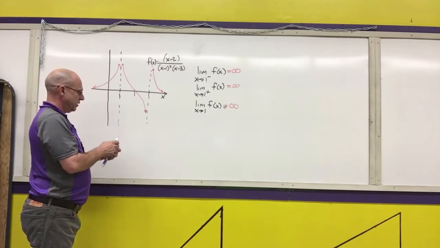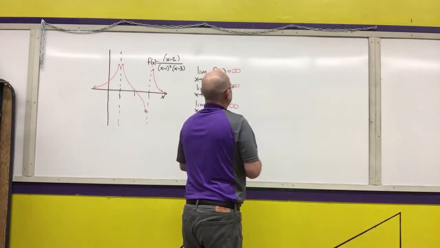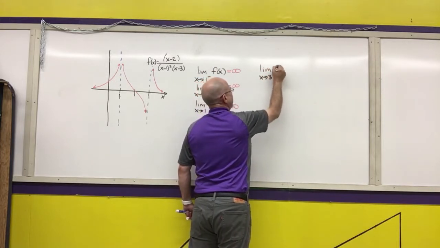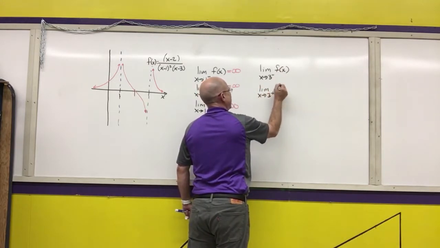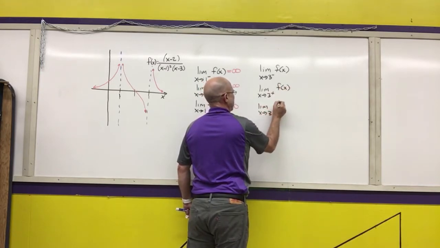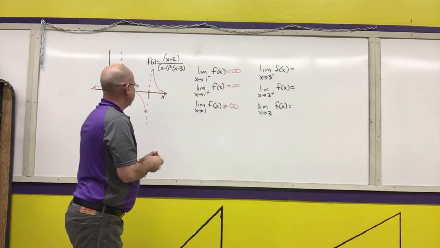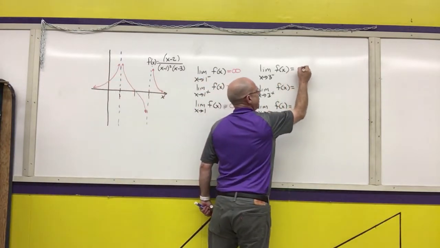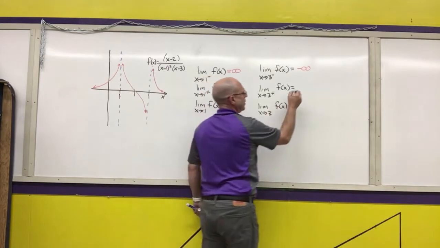For the second side of the function, where x approaches 3, we'll write down the three limits. The limit as x approaches 3 from the left of f of x, the limit as x approaches 3 from the right of f of x, and the limit as x approaches 3, the two-sided limit. And let's do the graphical analysis. As I approach 3 from the left, I get negative infinity. As I approach 3 from the right, I get positive infinity.